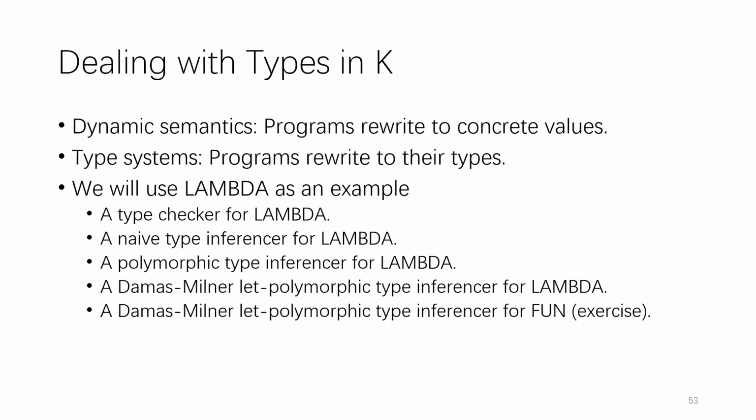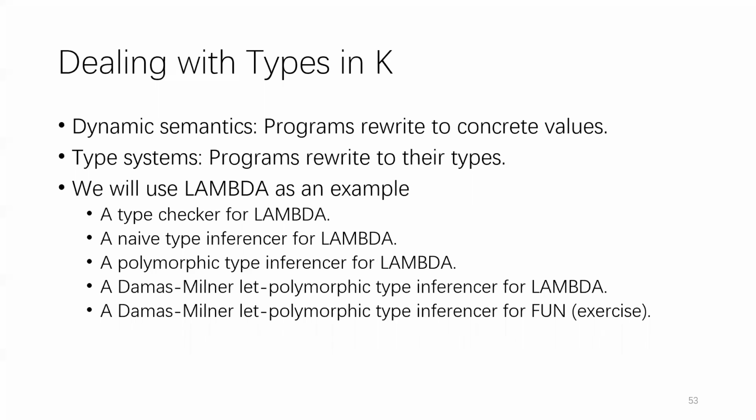The key observation here is that the dynamic semantics we just saw uses rewrite rules to evaluate programs and expressions to concrete values. And type systems are the same. They use rewrite rules to evaluate programs and expressions to their types. So in other words, types become the concrete values now. And besides that, the main idea is the same. We'll still use configurations to organize not semantic information, but typing information, right? That will be needed during the typing process.